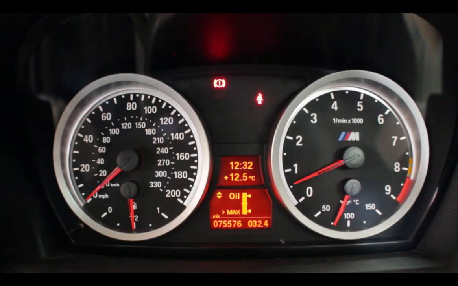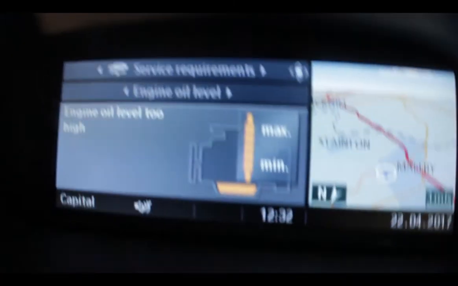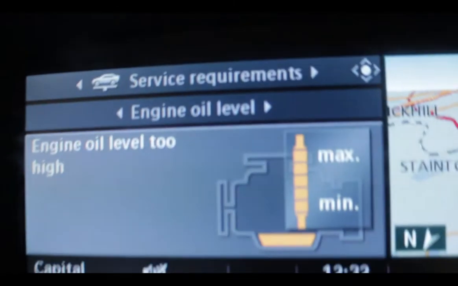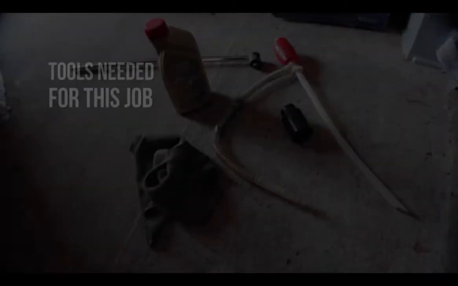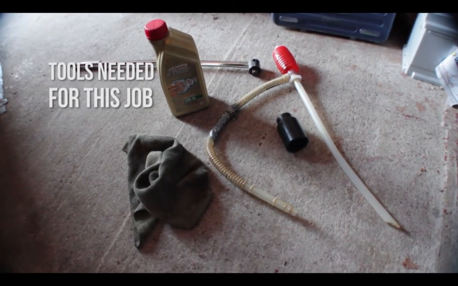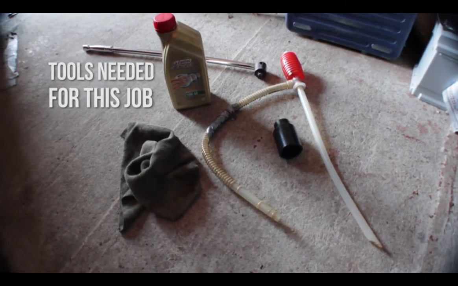Hi guys, my name's Dan and this is how to fix an E92 M3 when you've overfilled the engine oil. Now, I didn't actually overfill my oil. My car went in for a service and then the garage overfilled it. Unbeknown to me, I didn't know how much oil was actually in the car, as it doesn't tell you, and no reason why BMW should have created this engine without a dipstick.